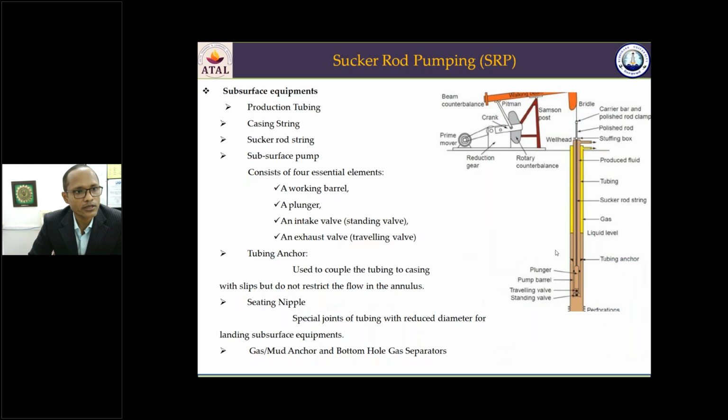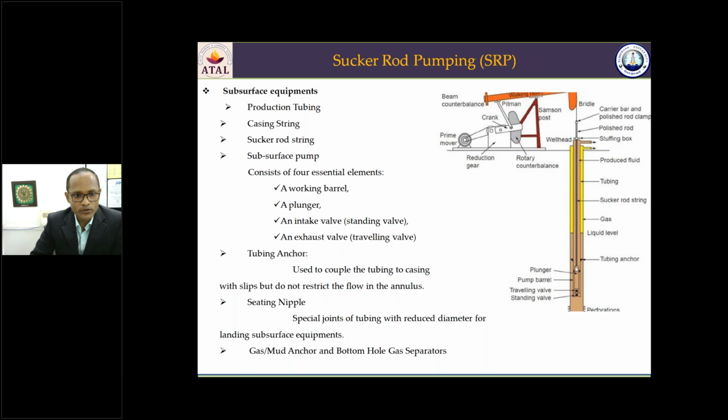Then we come to the subsurface components. We saw what the surface components are. We'll see what the subsurface components of the SRP unit are, the components that are down below the surface. The subsurface equipment includes the tubing string. This is the tubing string. It is a tubular that is used for producing the fluid, so it is called the tubing string.